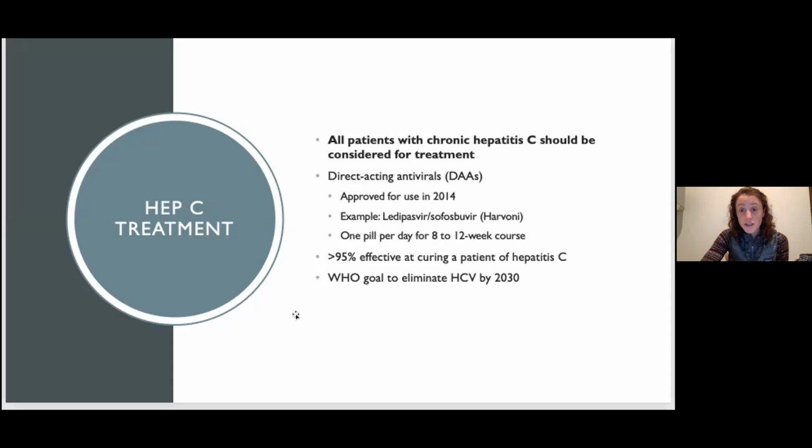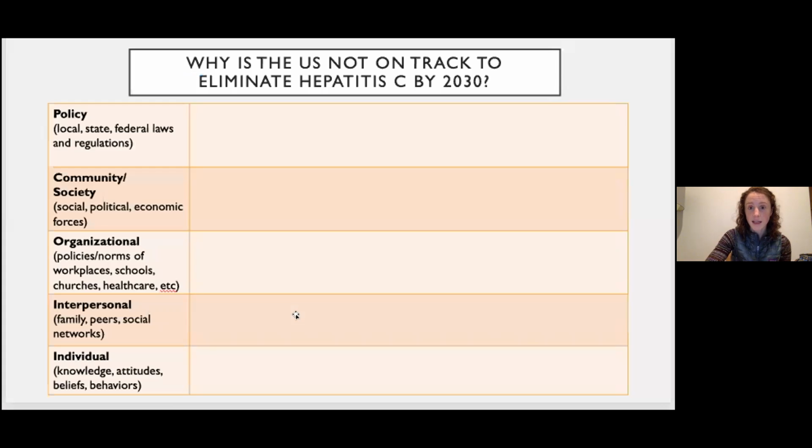And it has allowed the WHO to have a goal of eliminating hepatitis C in the world by 2030. And there are countries that are on track to meet that goal. Australia has a very robust government-funded DAA rollout program, and they will not have hepatitis C in Australia by 2030, most likely. And the US, on the other hand, is not on track to meet that goal. And so my question for you all is, why is the US not on track to eliminate hepatitis C by 2030? I'm hoping you can offer some ideas about that.